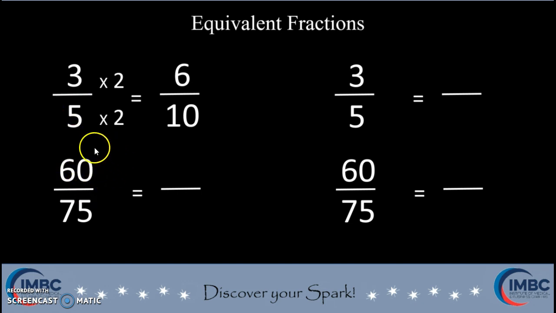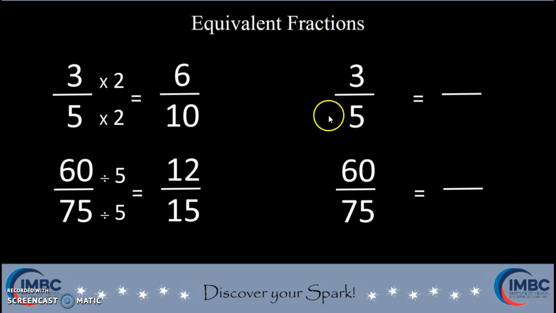Let's do 60/75. This time I'd like a smaller equivalent number, and so that requires dividing. We have to divide both the numerator and the denominator by the same value. And that value must be a multiple of both numbers. That means that number has to be able to be divided evenly into both. I'm going to use the number 5. 60 divided by 5 is 12. 75 divided by 5 is 15. So 60/75 is equivalent to 12/15.